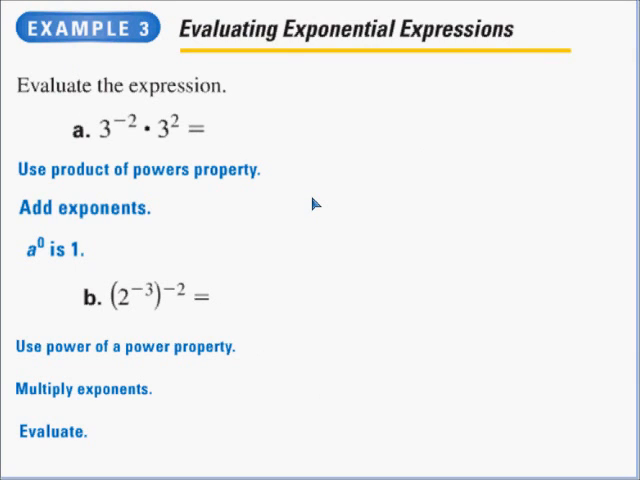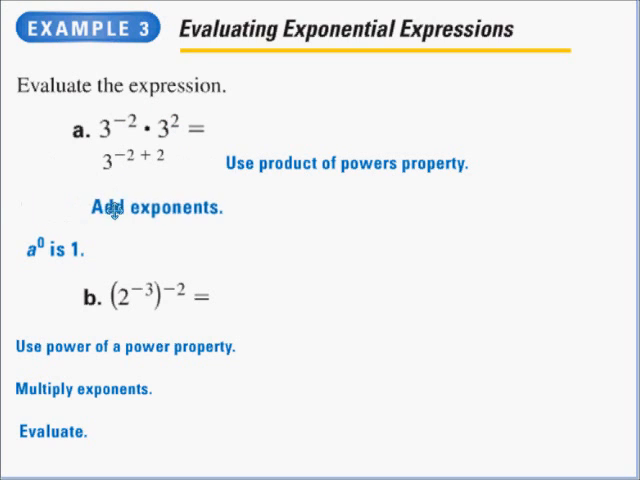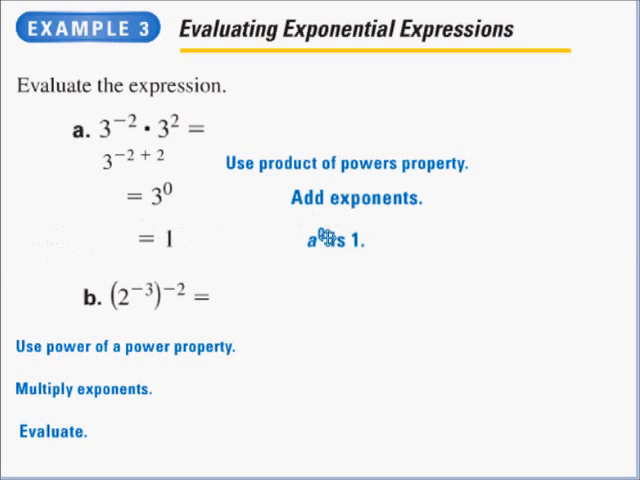In example 3, continued, we have 3 to the negative 2 times 3 squared. So we remember our rules again. We're going to use the product of powers property first. We have the same base, so we can go ahead and add those exponents. So when we add those exponents, we get 3 to the 0 power. And we know anything to the 0 power is going to be equal to 1.